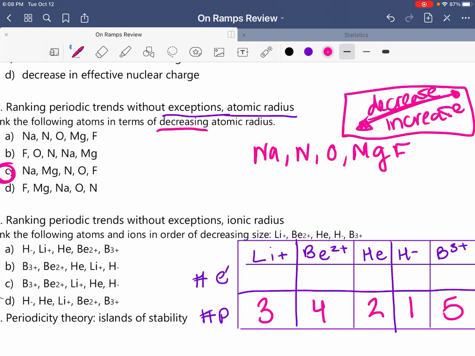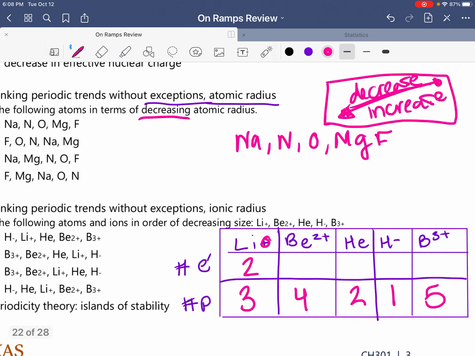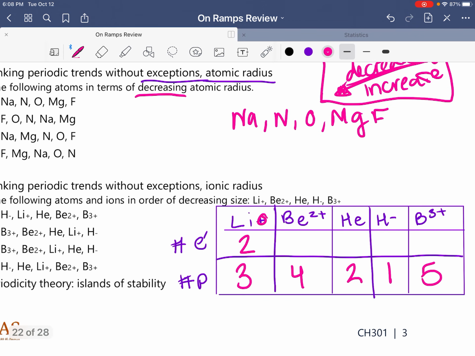Now we want to find the electrons. Lithium usually has 3 electrons in its ground state, but it has a positive charge. So we are going to take away electrons. So 3 minus 1, 2. Beryllium usually has 4 electrons in its ground state, but we have a positive 2 charge, taking away 2 electrons. 4 minus 2 is 2.